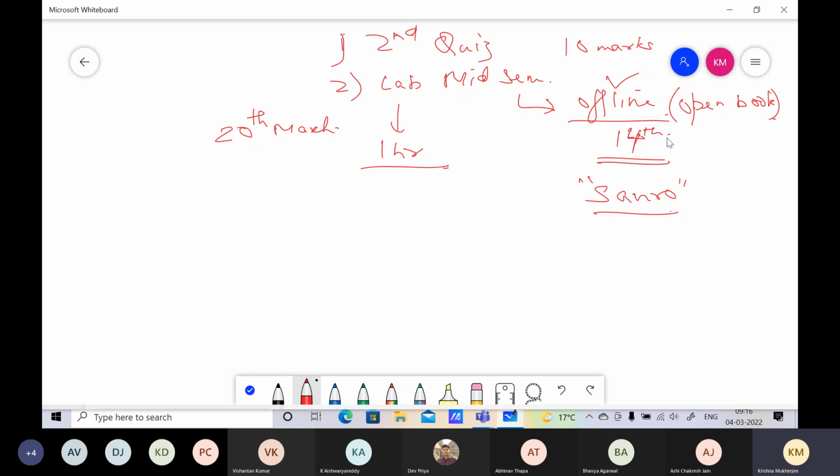Is this clear? So quiz, lab midterm. Quiz is 10 marks, lab midterm is, what is it? 10 marks, isn't it? Or 20? 20. And your end semester is 30 and your lab notebook is 50. So this is lab mid semester 20, end semester 30, this is lab notebook, lab reports is 50, and 30 is end semester.